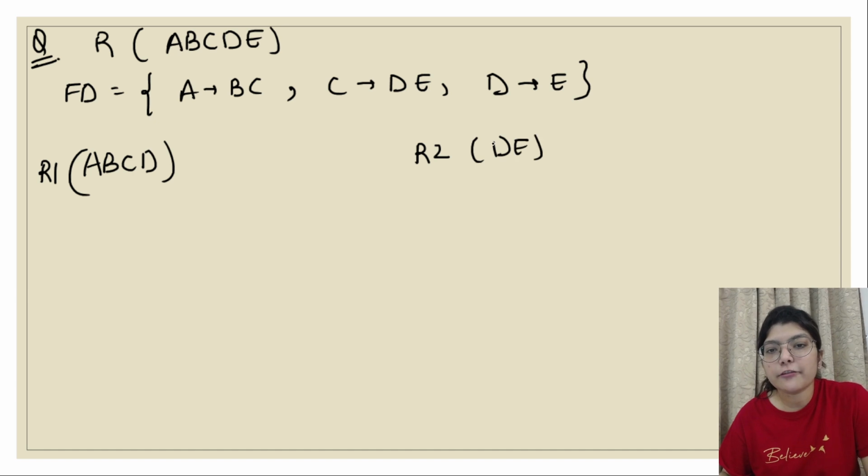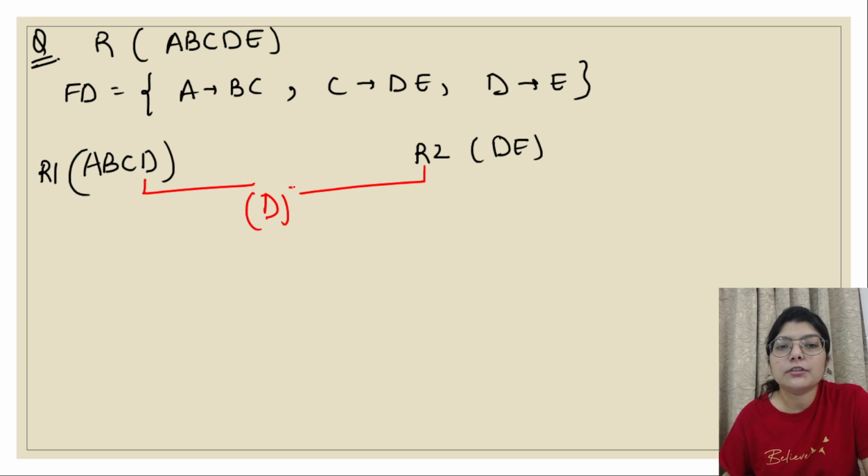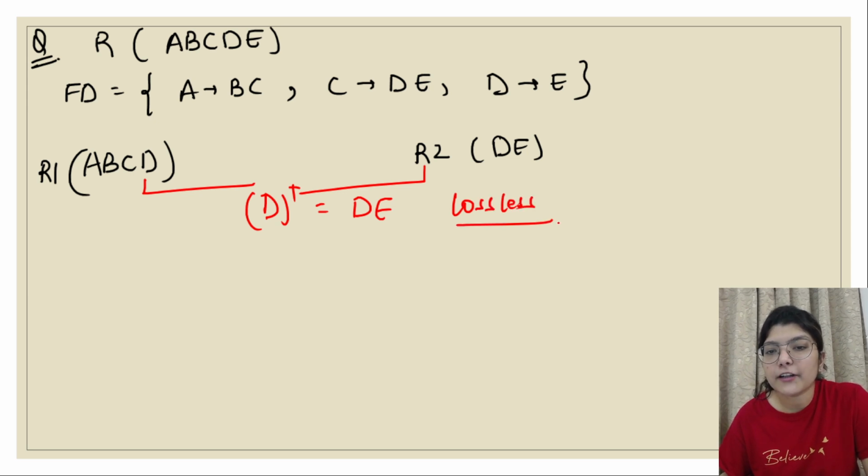So first, you have to find whether it is lossless or lossy. What you will do is find the common attribute out of the two. What is the common attribute? D is the common attribute. Then you will take the closure of D. What did you get? The closure of D is DE. Since I'm getting relation R2, it is lossless. I hope this is clear to you now.